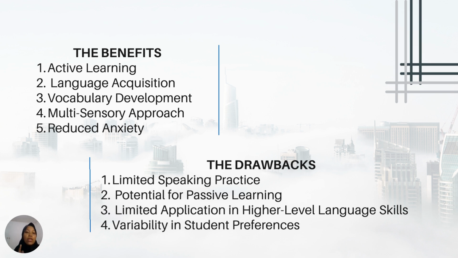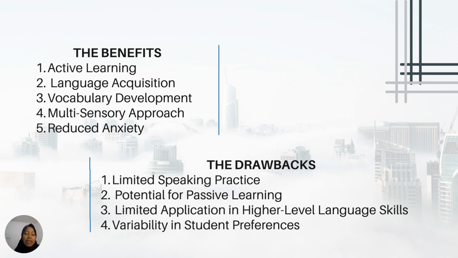And then we go to the third, that is vocabulary development. TPR facilitates vocabulary development as children associate words with corresponding actions. And then the fourth, multisensory approach. TPR appeals to multiple senses as children listen, observe, and physically respond. And the fifth, reduced anxiety. As I have mentioned before in the key features, it provides a low pressure environment for language learning, reducing anxiety in children. And we go to the drawbacks of using the TPR method.